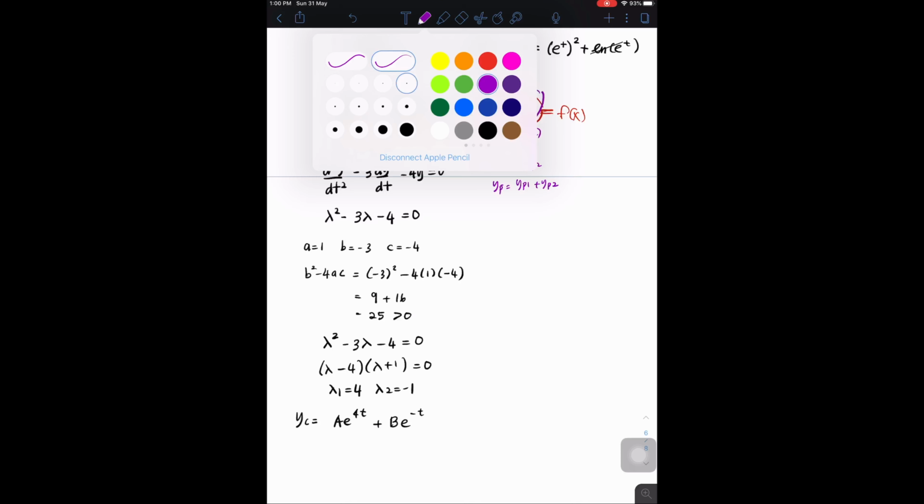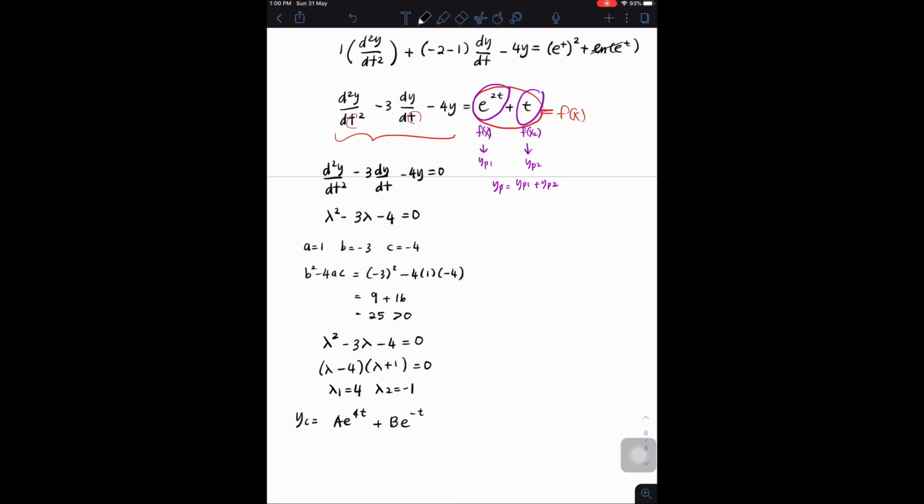Okay, let's take the first f(x), e to the t. We compare it with c t to the power of n e to the power of rt. So our c is 1. We cannot have t in this one, so we have t to the power of 0 times e to the t. From here you get your value of n equal to 0, and your value of r equal to 2. Because your value of r is not equal to any value of lambda here, your s is equal to 0.